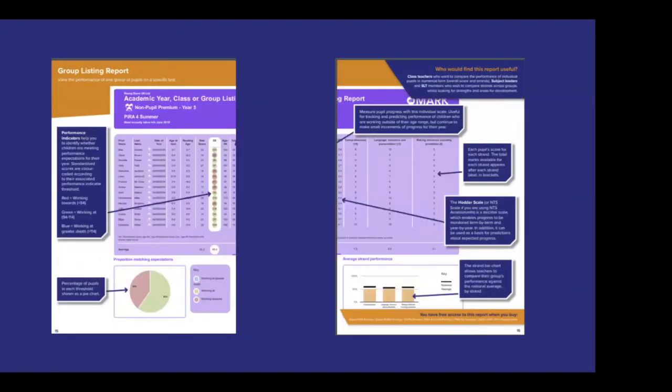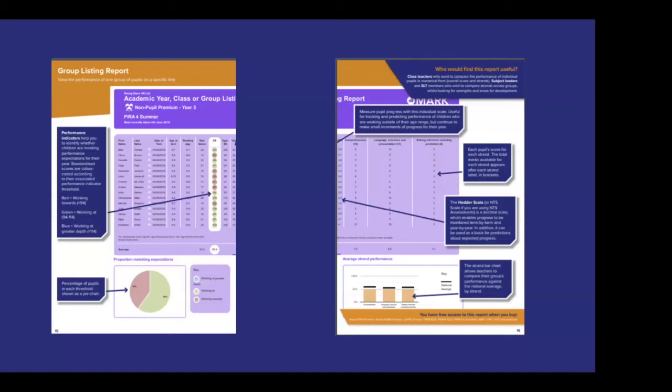So this is your group listing report. This could be any group, any class, or an academic year, so if there's more than one class in that year group. In here, it'll show you all of the children's names. It'll show the age at time of testing, years and months, against their reading age. It'll show you the standardized score, and it also shows you a color coding to say whether they're working at, working below, or working at greater depth.